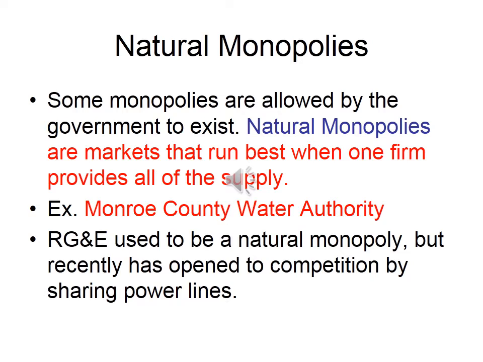As for natural monopolies, some monopolies are allowed by the government to exist, which are called natural monopolies, which means that they are markets that run best when one firm provides all of the supply. Example, Monroe County Water Authority. This is in the United States of America. RG&E used to be a natural monopoly, but recently has opened to competition by sharing power lines.